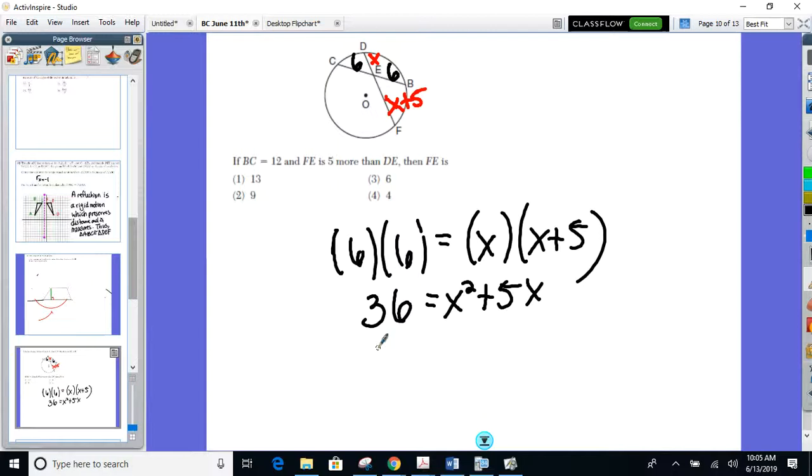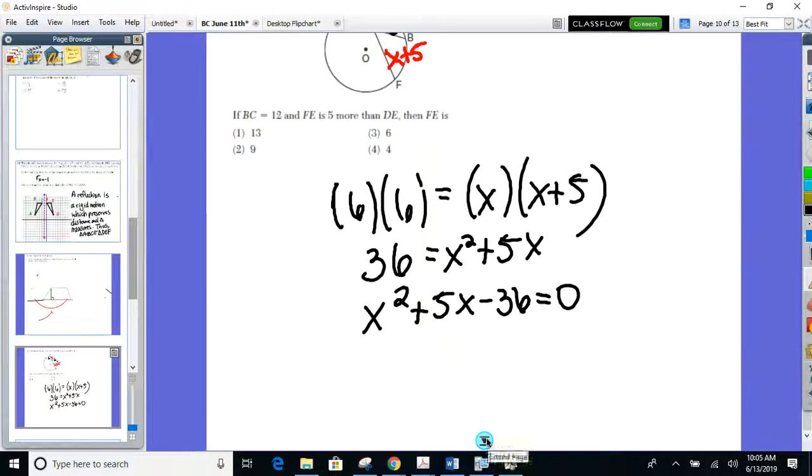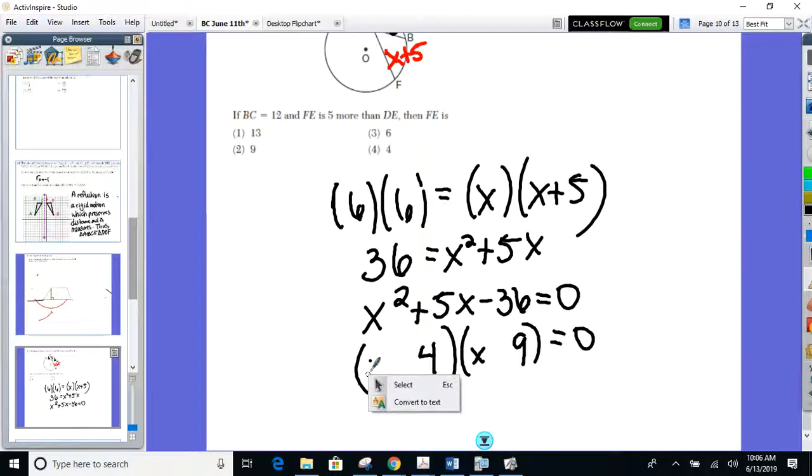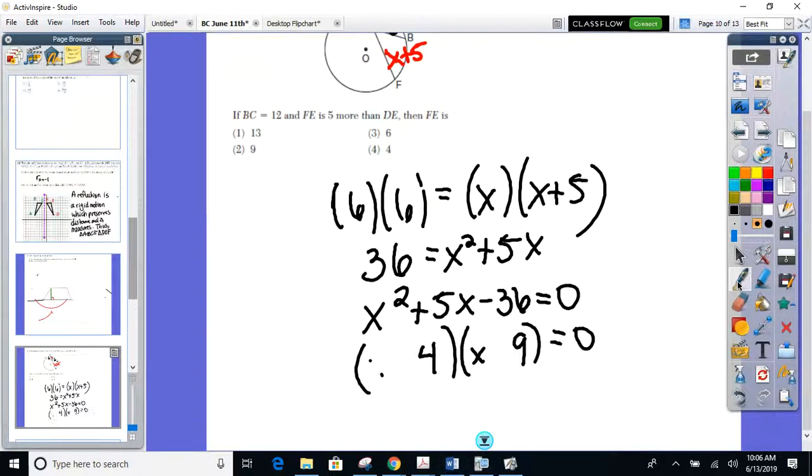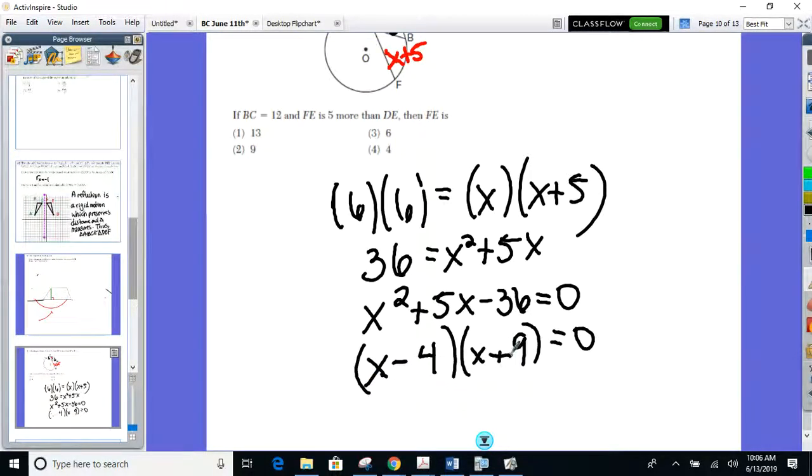All right, moving on. We're going to factor because we're an above average class here. So I'm moving the 36 over. X squared plus 5x minus 36 equals 0. Quickly, anybody know 2 numbers that multiply to negative 36 but add to 5? Multiply to 36 but are 5 apart. 4 and 9. What about the signs? How do I make them add to a positive 5? Minus 4 plus 9.